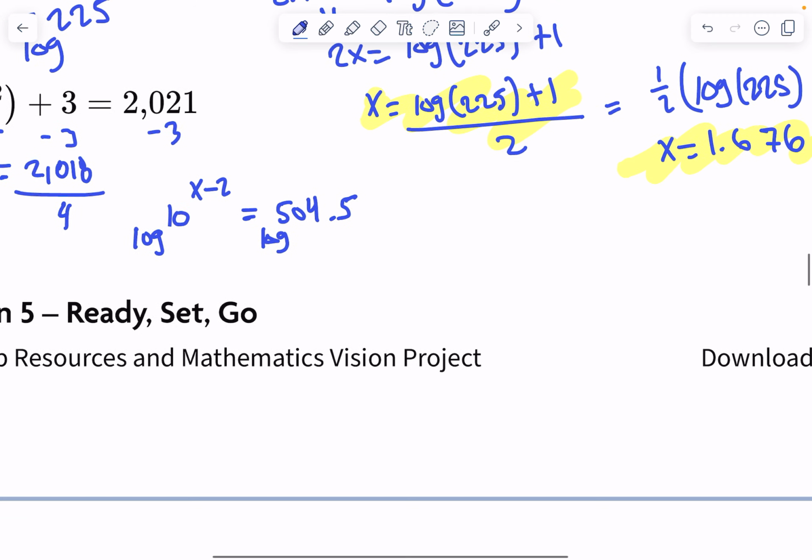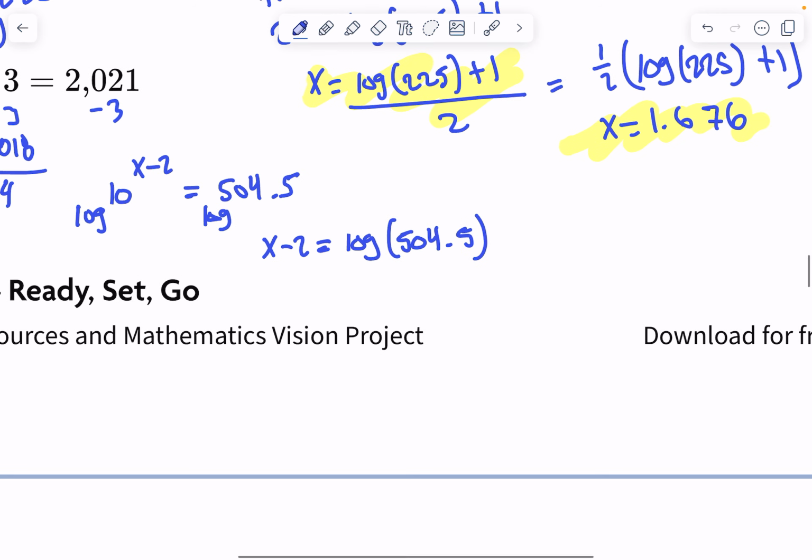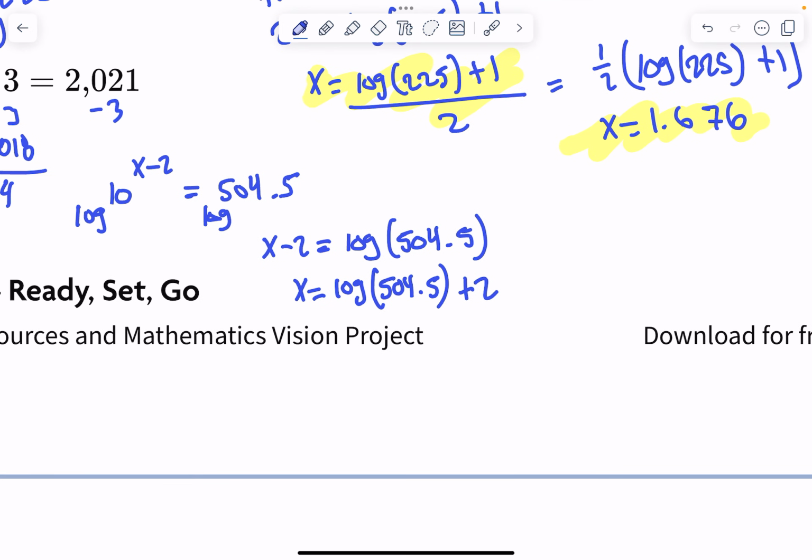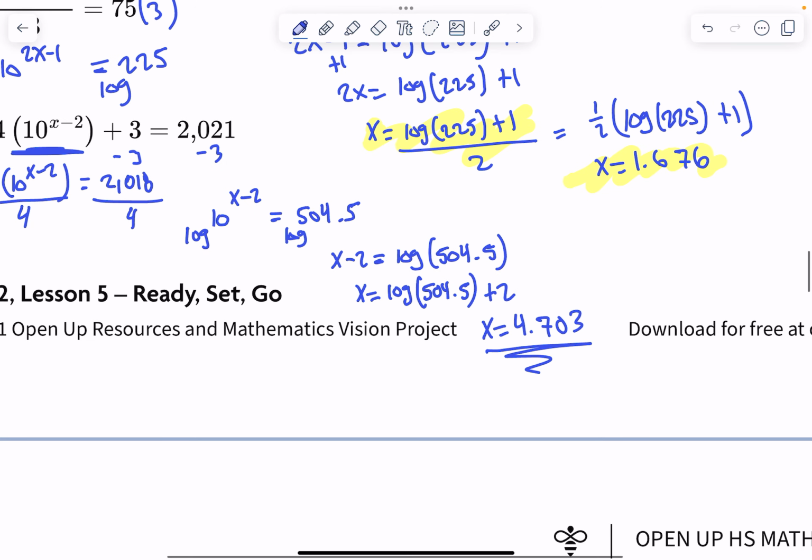Now, I can take a log here because I isolated the exponential. So now I'm left with x minus 2 is equal to log of 504.5. Last step, I simply just add 2. So x is equal to log of 504.5 plus 2. Let's go. That is 4.703. So x is 4.703. This is my exact answer, and this is my decimal approximation.